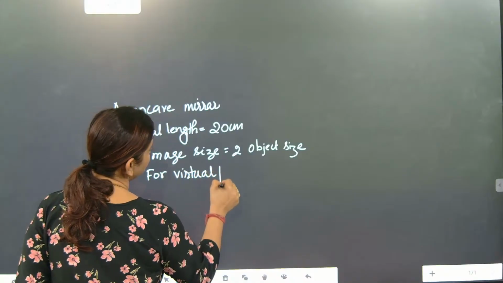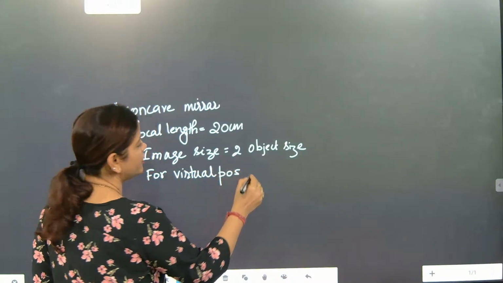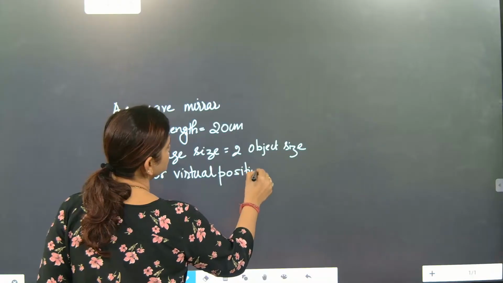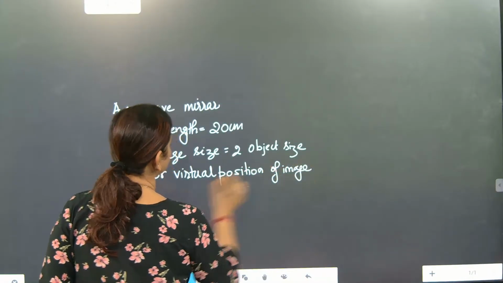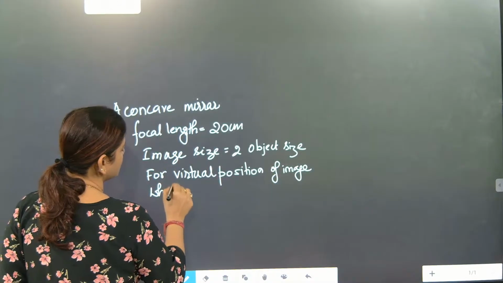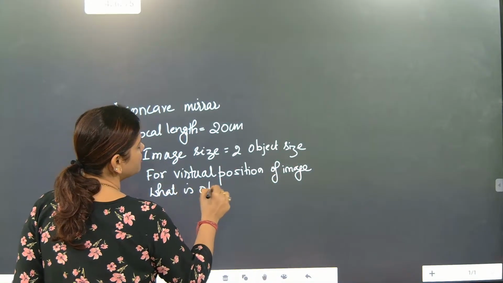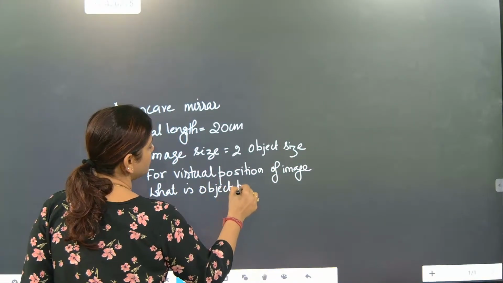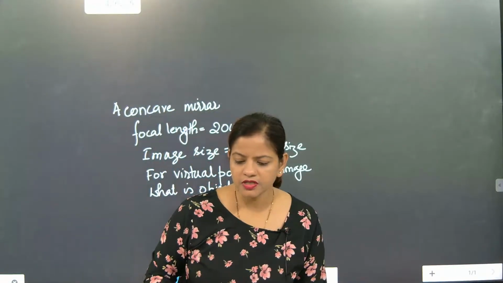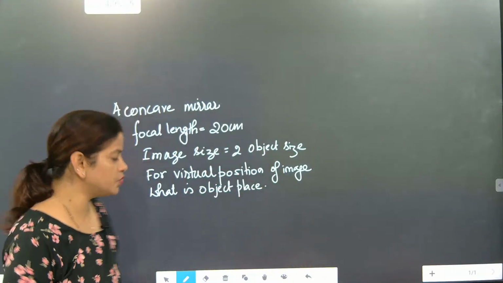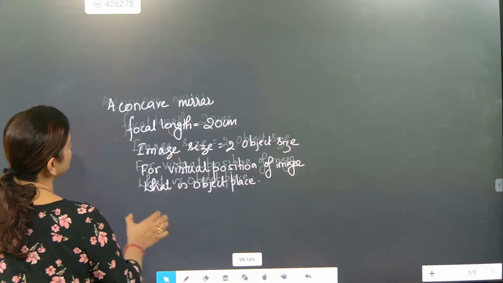For the virtual position of the image, what is the object place? For the virtual position of the image, what is the object place? This is the most important part. Come on, check this one out.